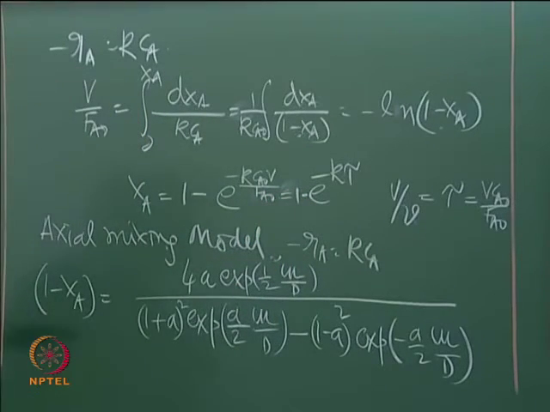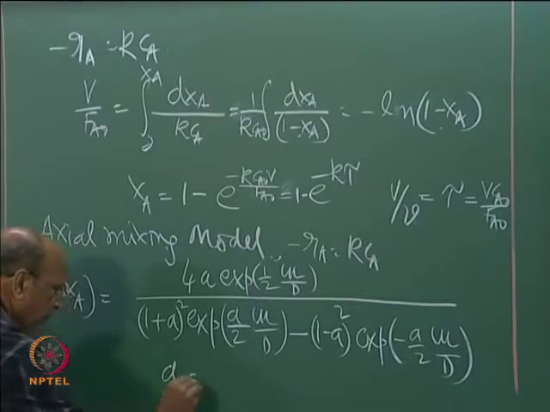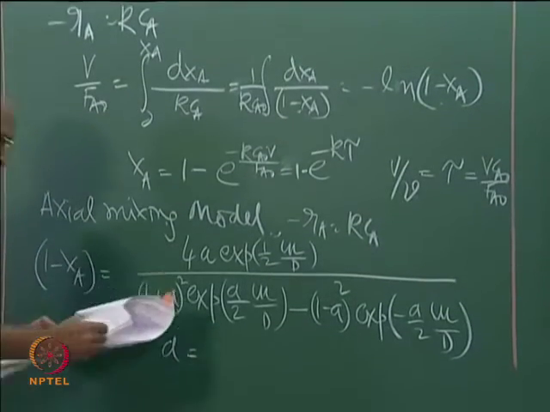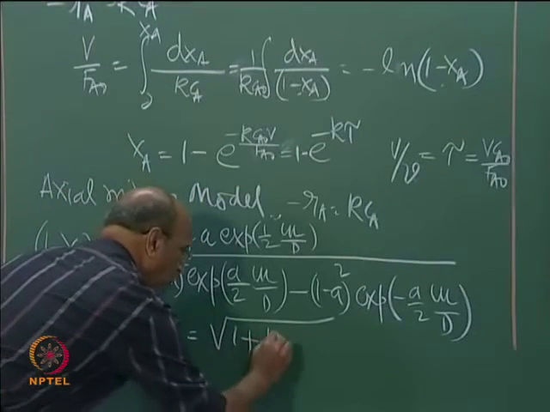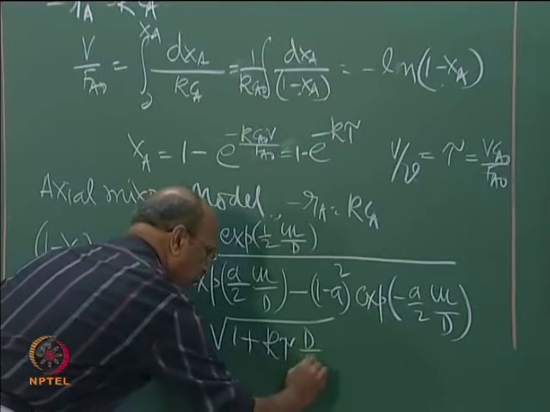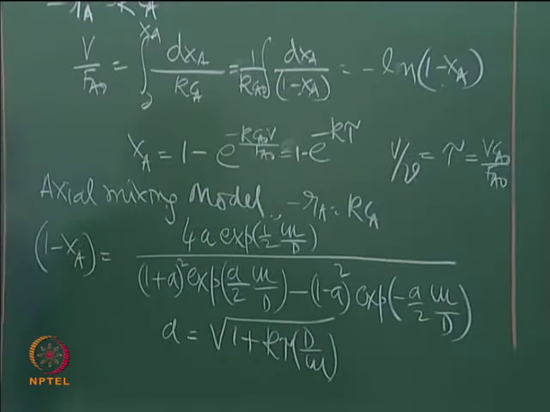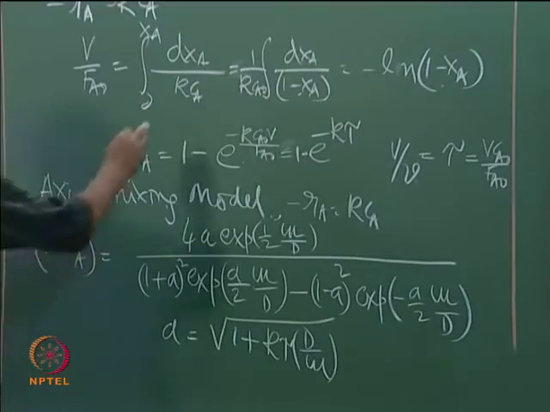Yeah. So now it is not over, because what is A? You do not know it. Okay. Now I have another equation for A. A equal to square root of 1 plus k tau d by u l. That is the equation, and we lost somewhere the numbers.